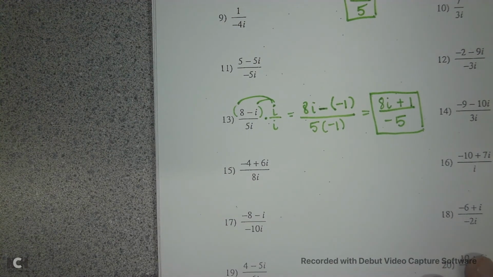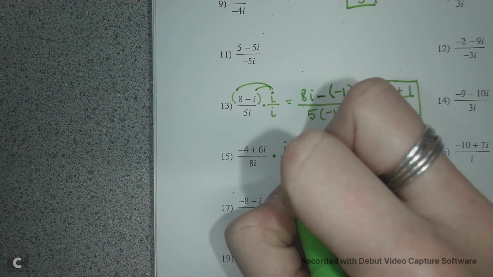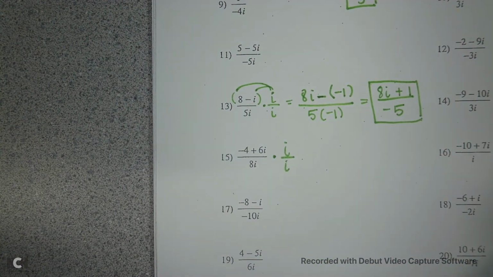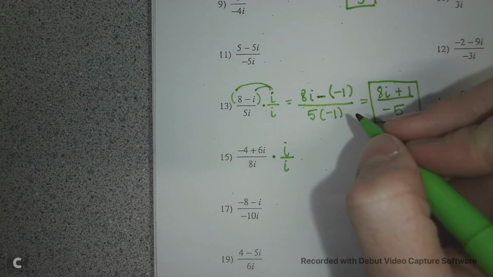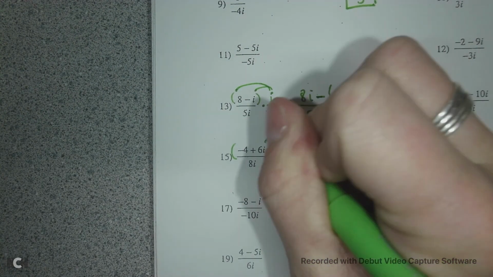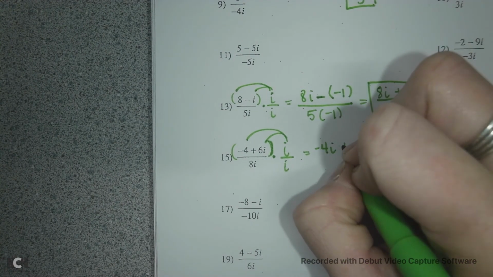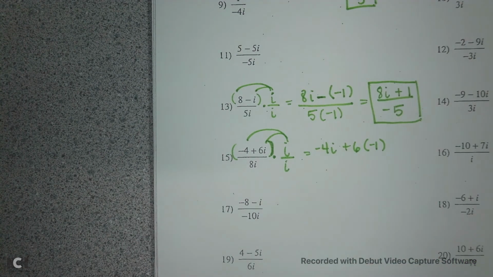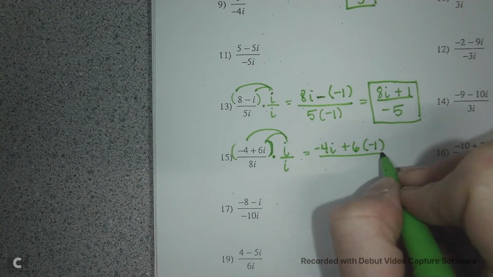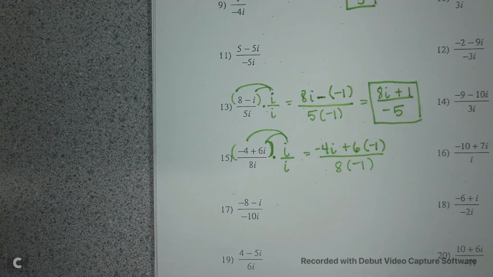Let's look at 15. On 15, I'm going to multiply by i over i. And again, if you want to take that 8, you can, but you'll have to reduce a lot more than maybe you normally would. So then we distribute our i. We have negative 4i plus 6 times negative 1, because i times i. And then on the bottom, we have 8, and then i times i is negative 1.